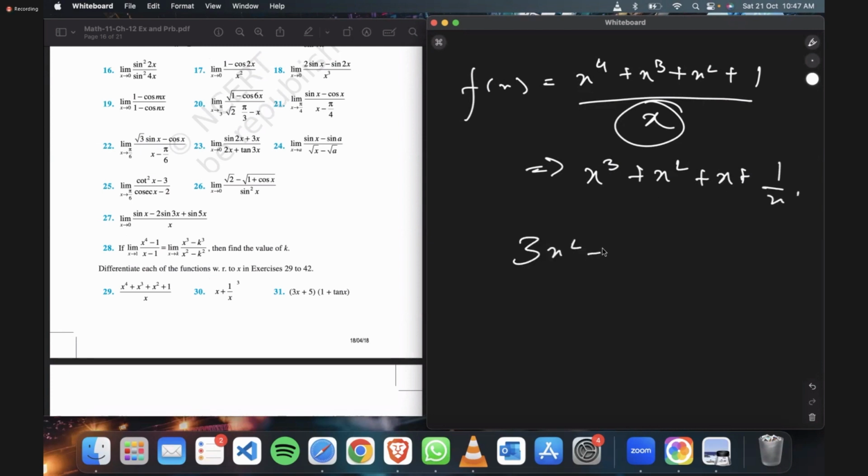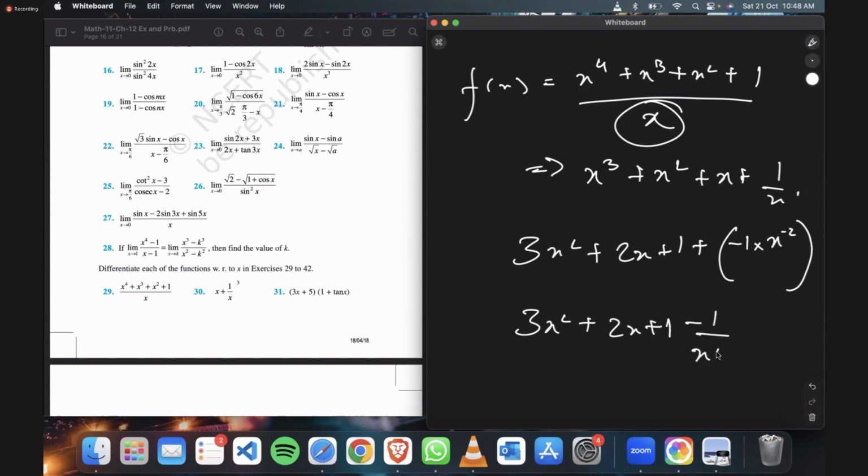What will I have? 2x plus 1 plus x raised to the power minus 1, so minus 1 times minus 2, so x to the minus 2. Okay. So what am I getting left with? 3x square plus 2x plus 1 minus 1 upon x square. Okay. Let's move on.